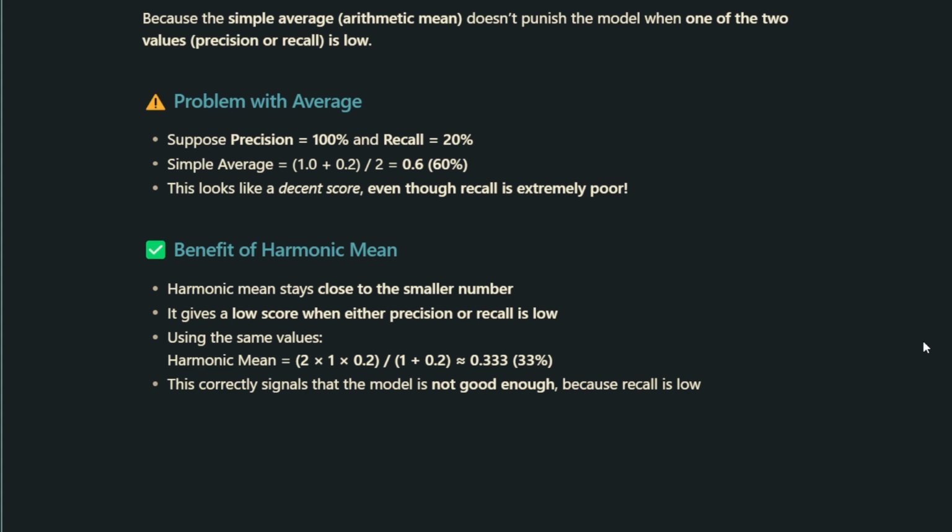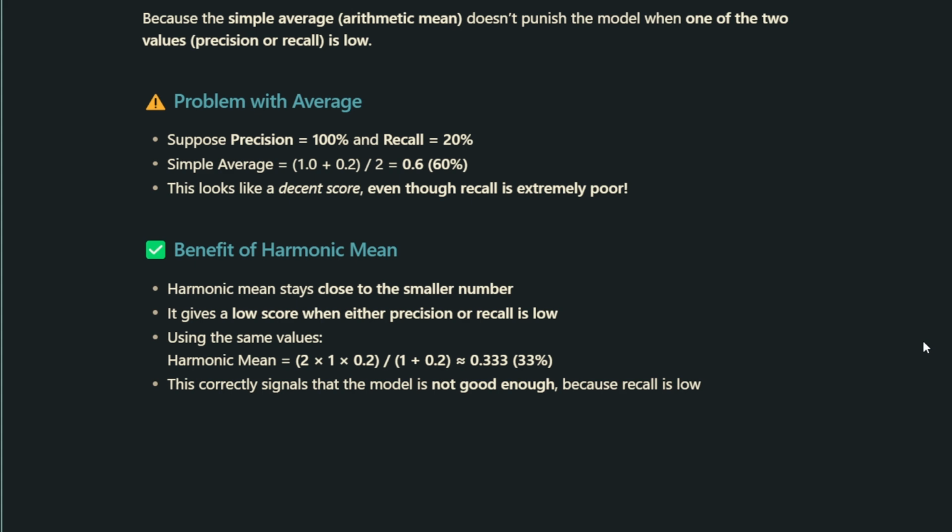If we take the average, we get 60%. That looks like a decent score, but in reality, recall is very poor. So the model is not actually performing well. Now, if we calculate the harmonic mean, the F1 score comes out to about 33%, and this is much more realistic because it correctly reflects that the model is weak due to low recall. That's the beauty of the harmonic mean. It always stays closer to the smaller number, so the F1 score truly balances both precision and recall.